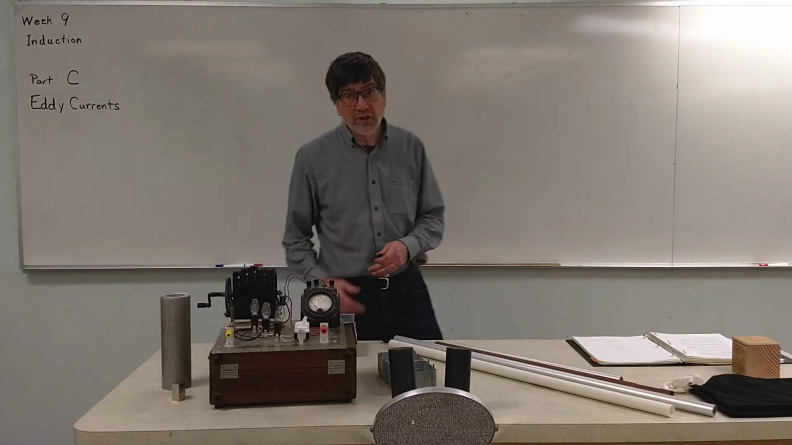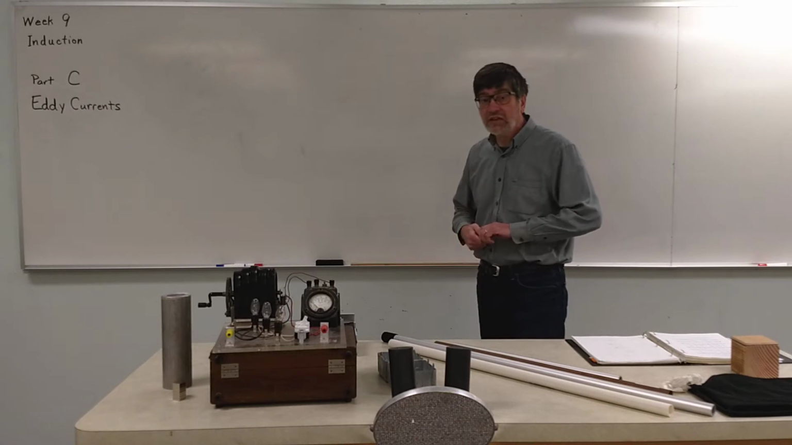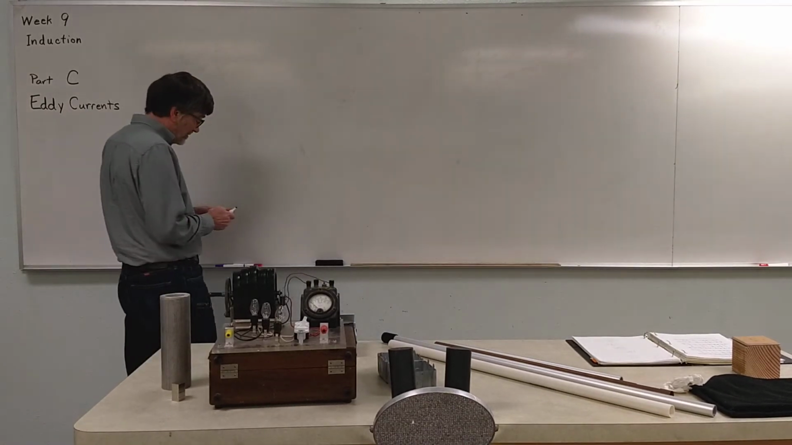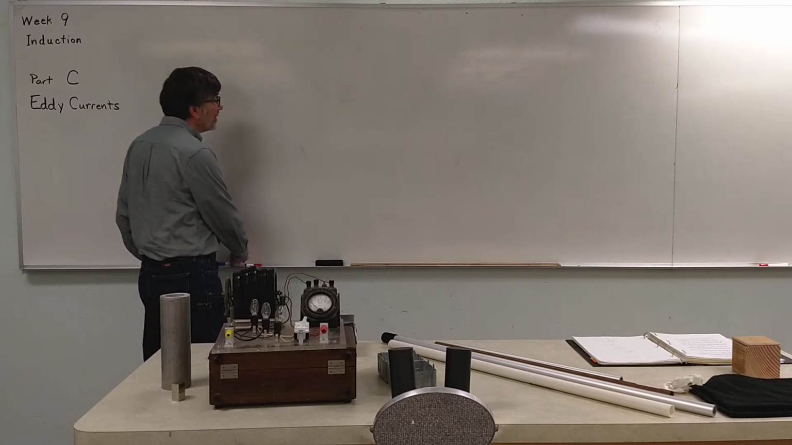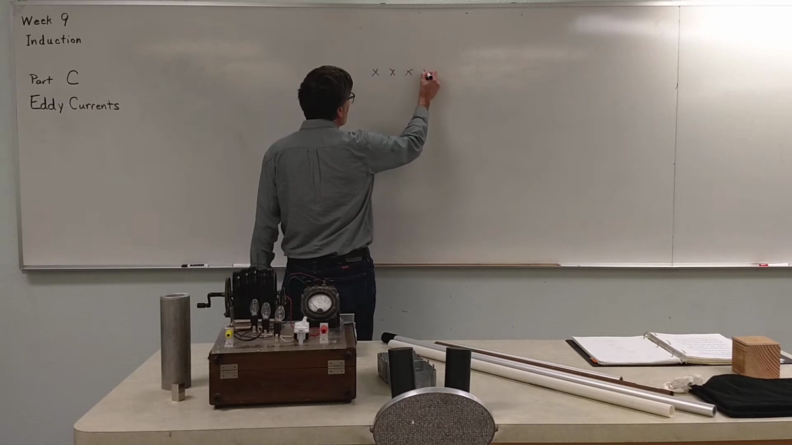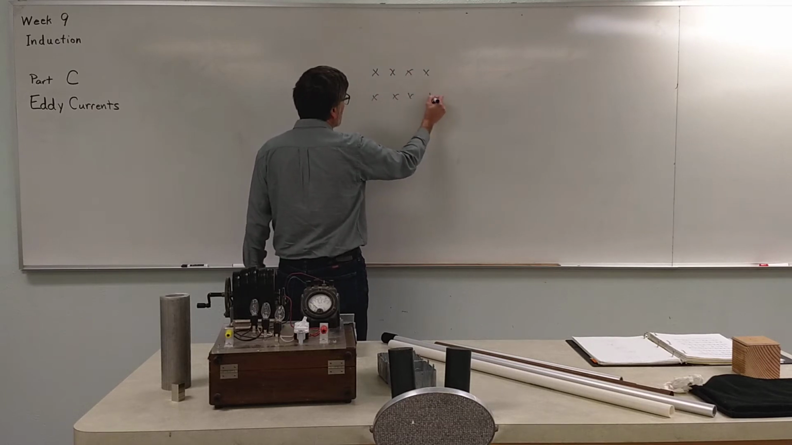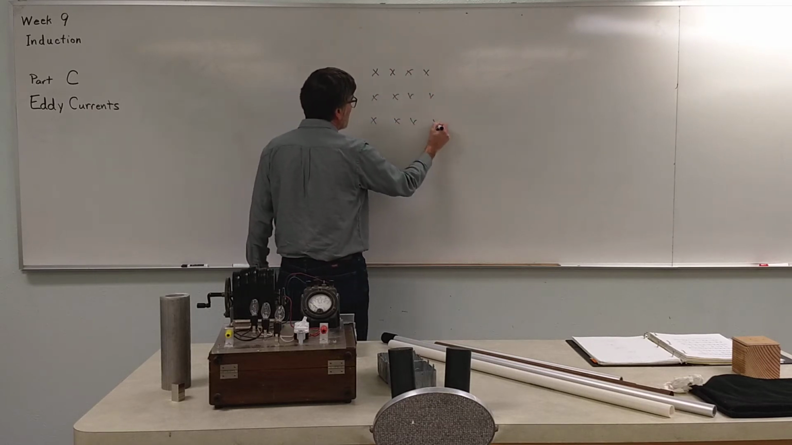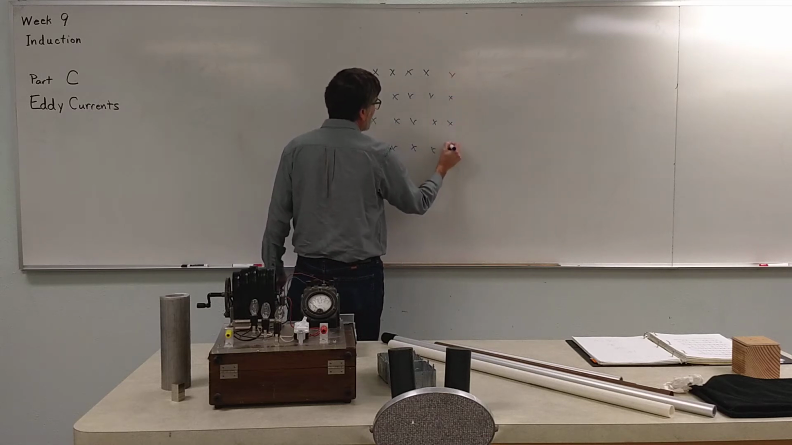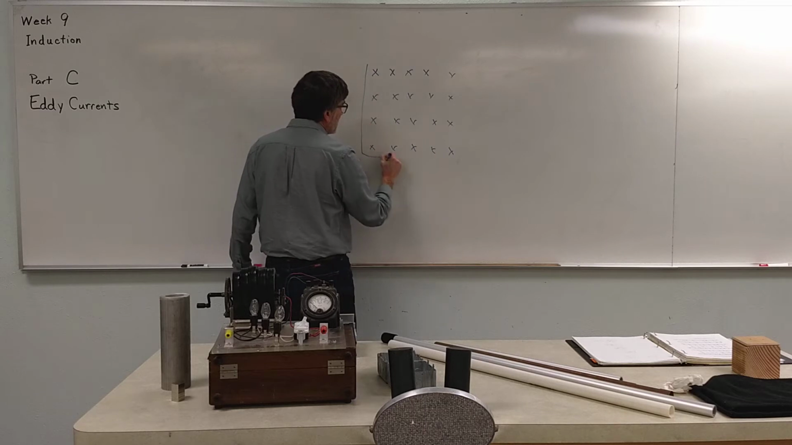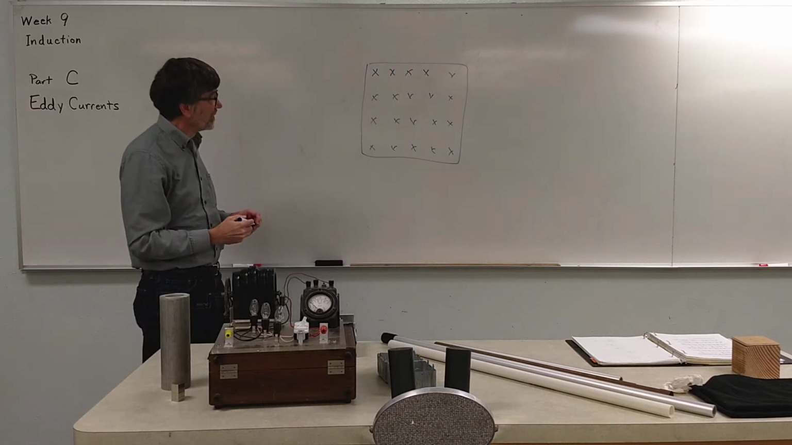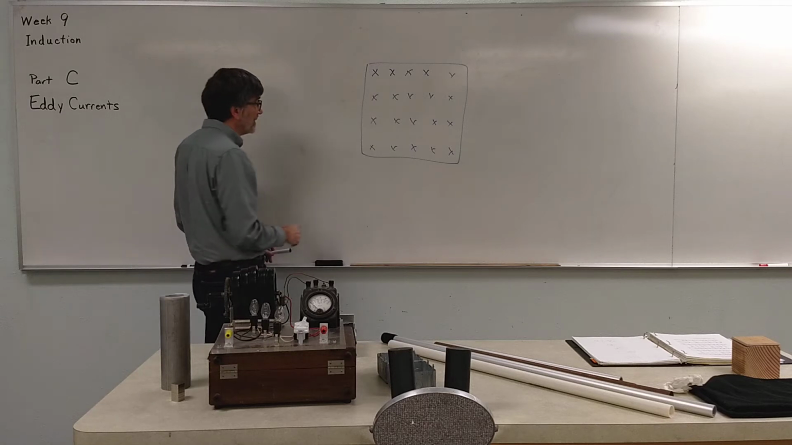Okay, this is week 9, induction, part C, eddy currents. So let's imagine that you have a region with a B field in it. Let's imagine some region, a kind of squarish region, like so, maybe a little wider. And there's a B field going into the board in just this region.